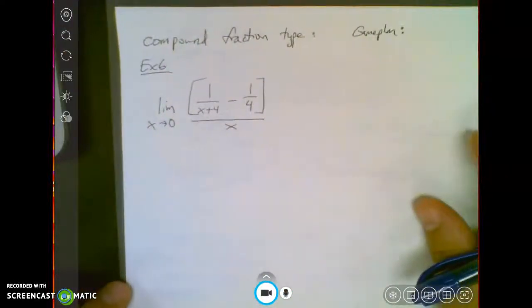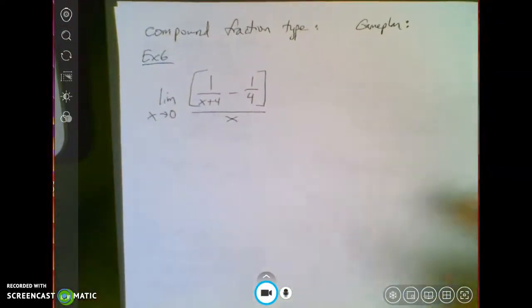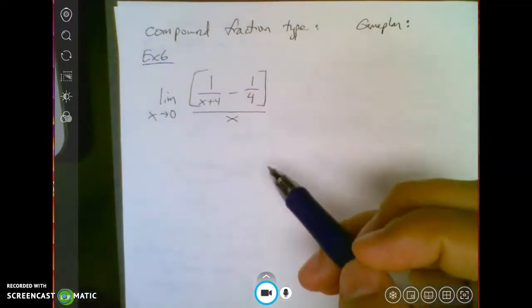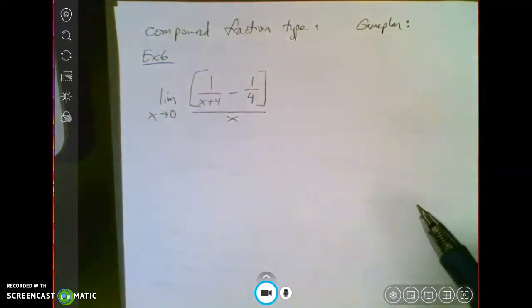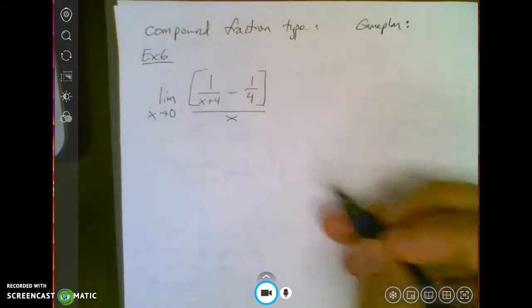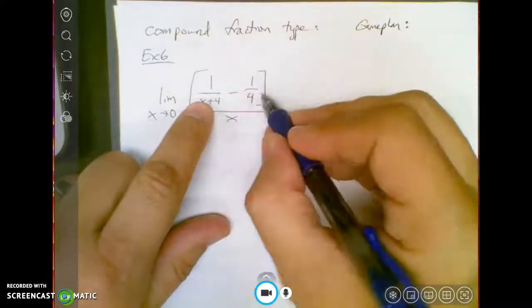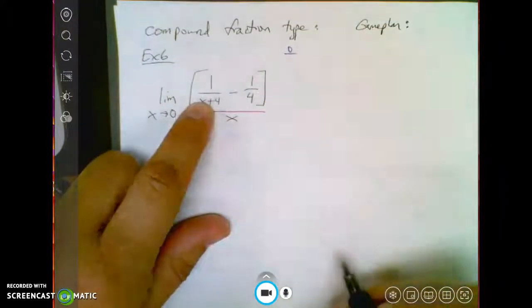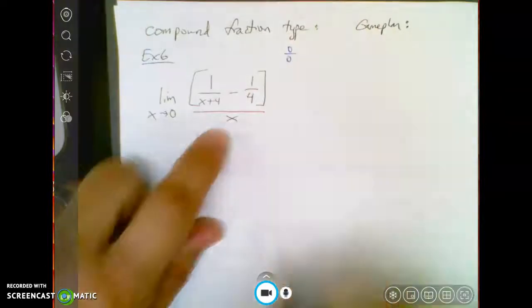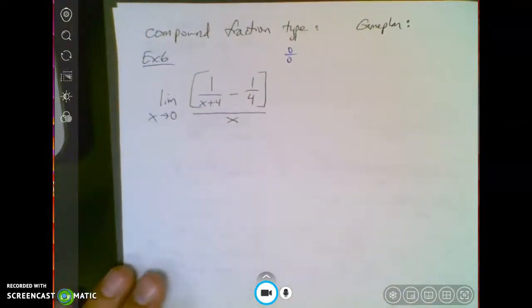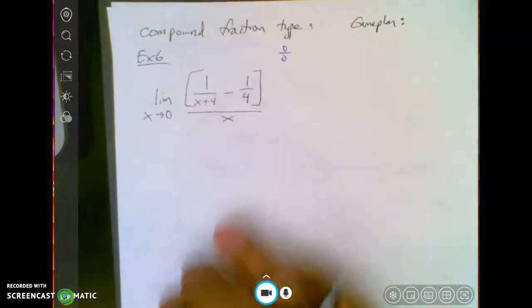All right. Last type of problem, compound fraction type, which is a fraction in a fraction. Everyone loves fractions in fractions. So I guess first we should plug in a 0 here. You'll have 1/4 minus 1/4 on top and a 0 on the bottom. All right. What's our game plan on these problems?